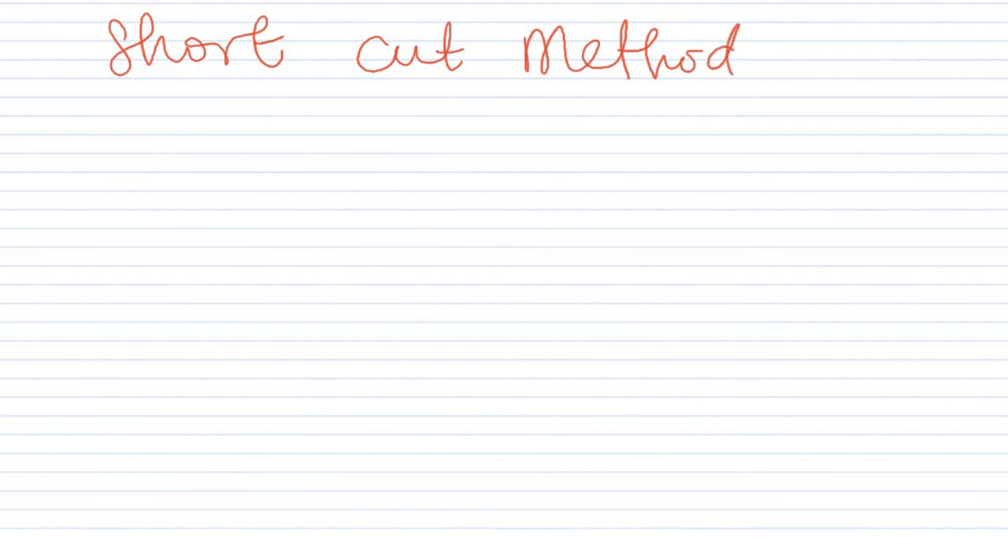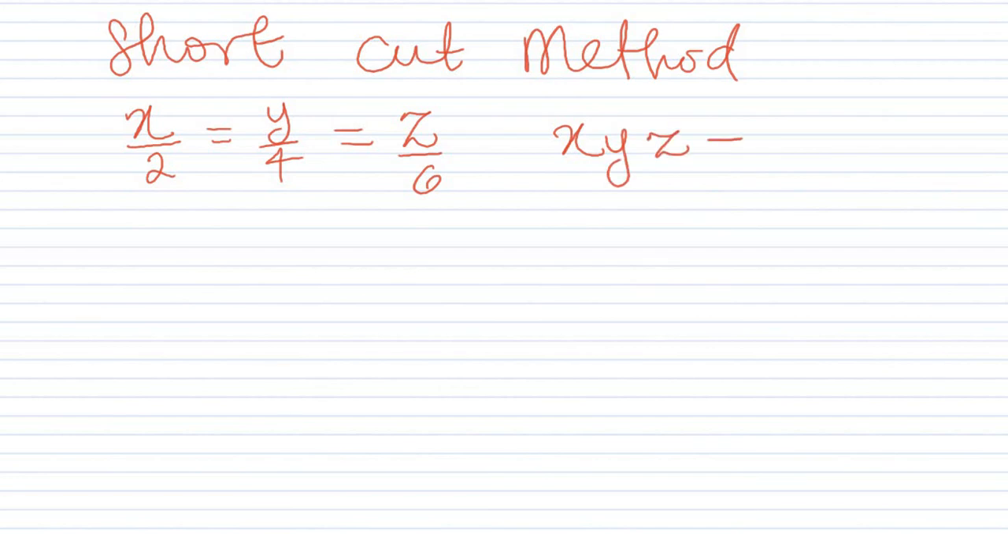I'll teach you a shortcut method where you have x over 2, y over 4, and z over 6. I'm just rewriting the question, and we're going to solve it using the shortcut method. So xyz equals 384, and that is just basically this, right?